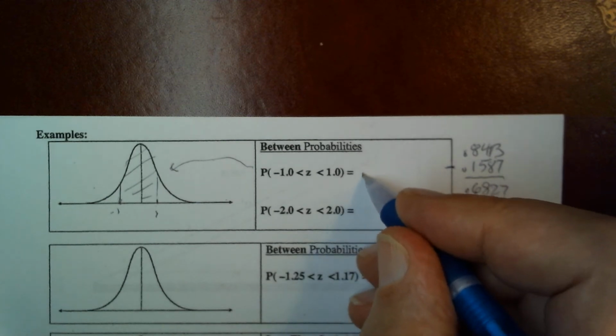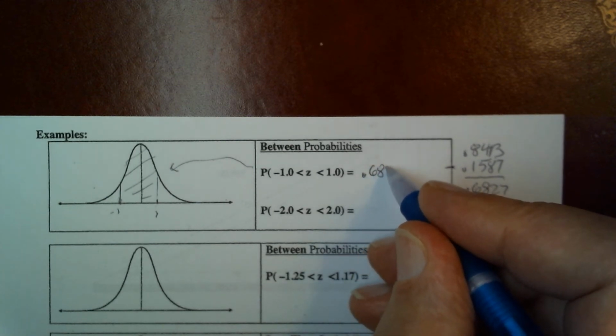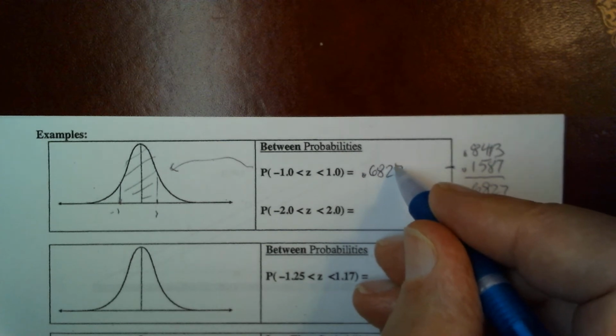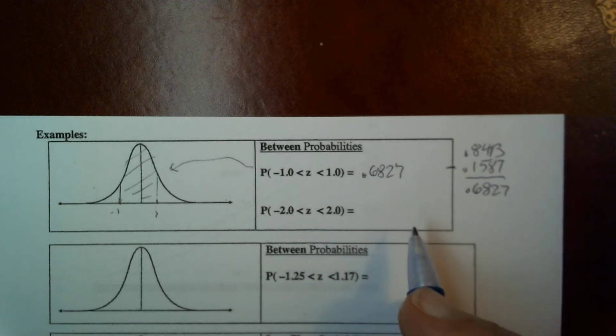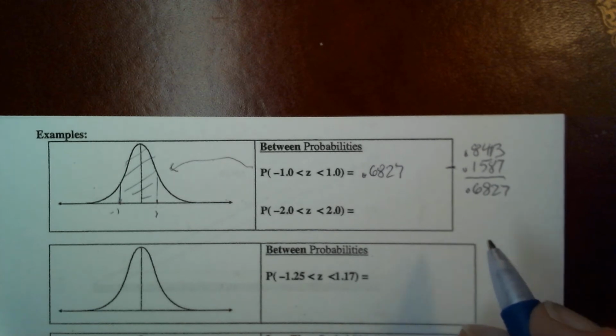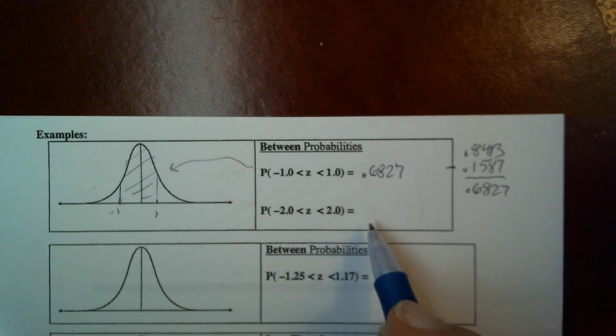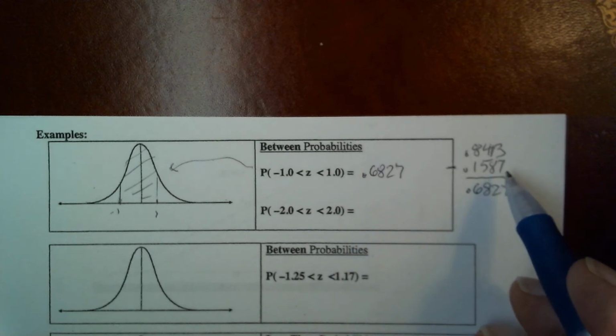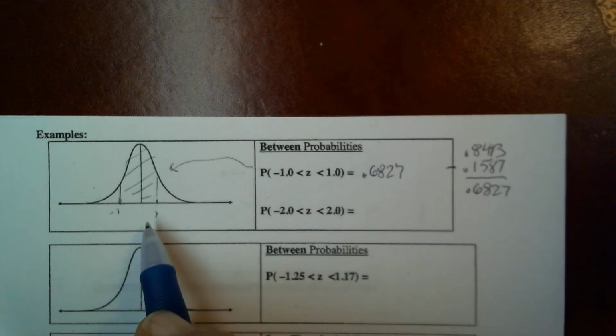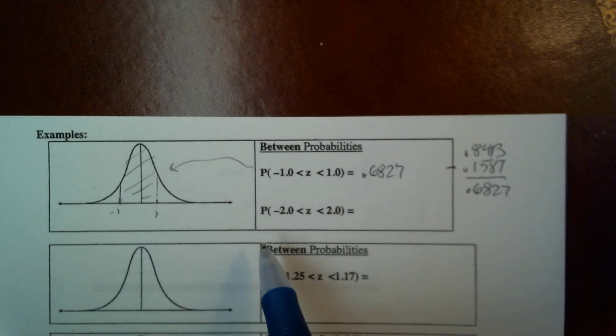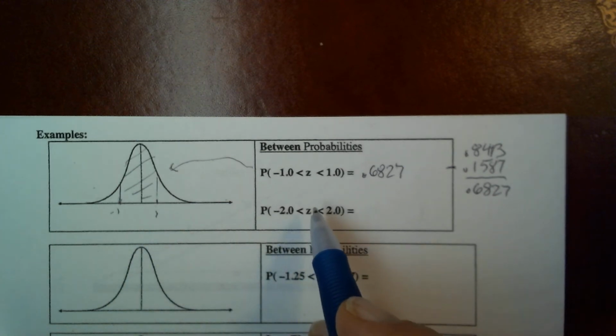So 0.6827. Of course, when you use technology, StatCrunch or TI-84 or similar calculators, you just simply input the numbers and out comes the answer. Okay, so just make sure you understand what I showed you here. Whether you have tables or whether you use technology, you should be able to find the probabilities.